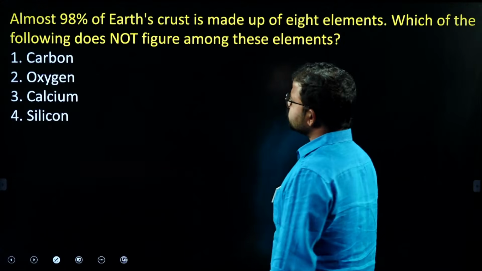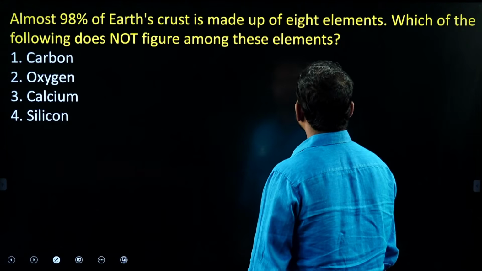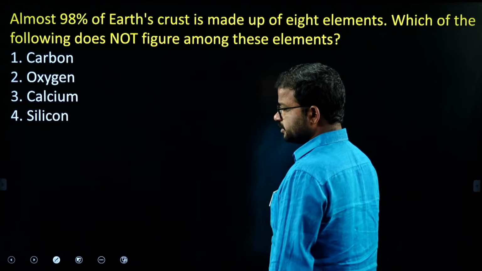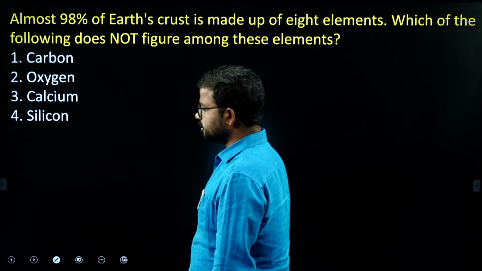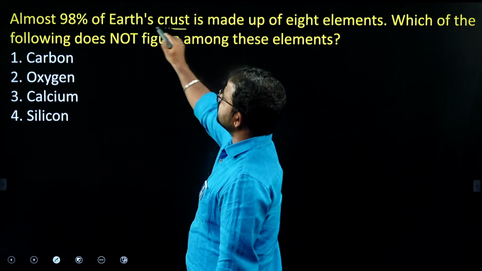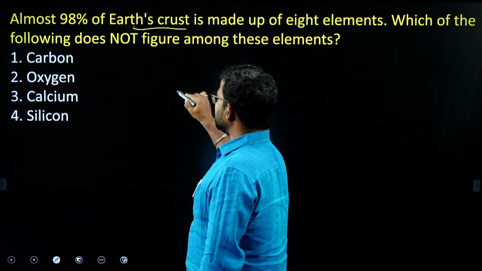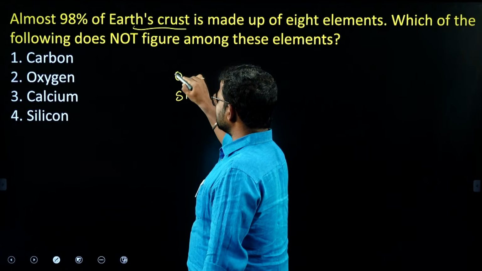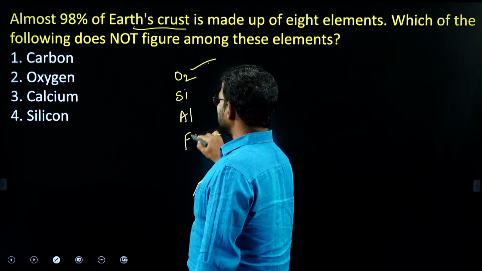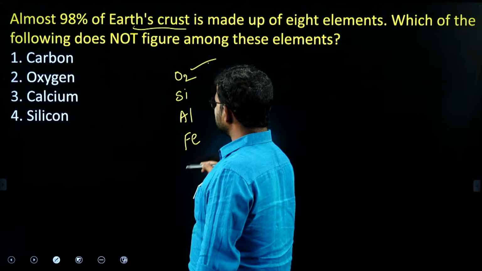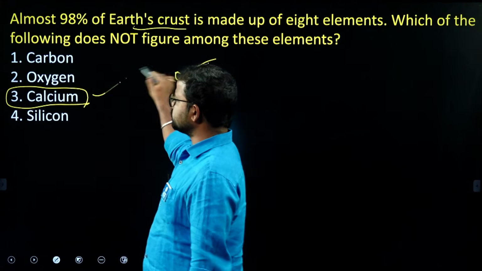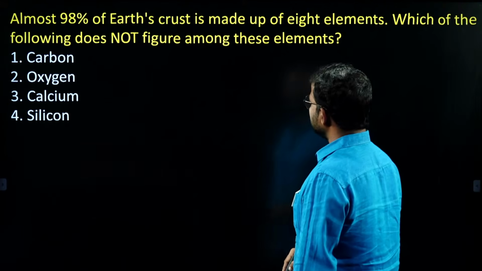Next, almost 98% of the earth's crust is made up of 8 elements. Which of the following does not figure among these elements? Can you guess the correct answer here? Carbon, oxygen, calcium, silicon. If you consider the earth's crust, guys, mostly we have silicon, and oxygen is the most abundant element. Next, silicon, aluminum, iron. Carbon derivatives can also exist, but here the wrong option is option 3 only.